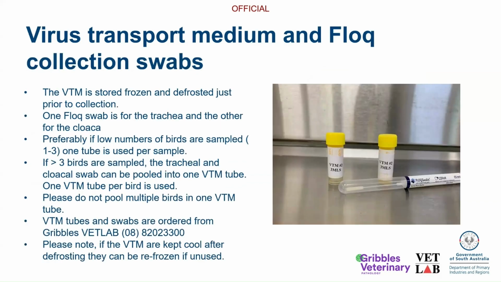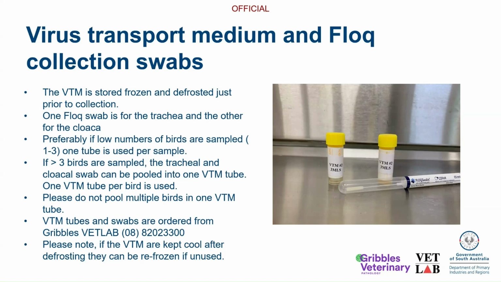This is a little bit of writing, but hopefully something which is really, really logical. Okay, so we're just going to focus on sampling for HPAI. We're not looking at extensive sampling from the necropsy bird. This is essentially for inclusion or exclusion of influenza A. So the virus transport media is stored frozen. Just before you take the sample, defrost the sample so that it's in liquid form when you place the swab into the tube. One flock swabs for the trachea, the other for the cloaca.